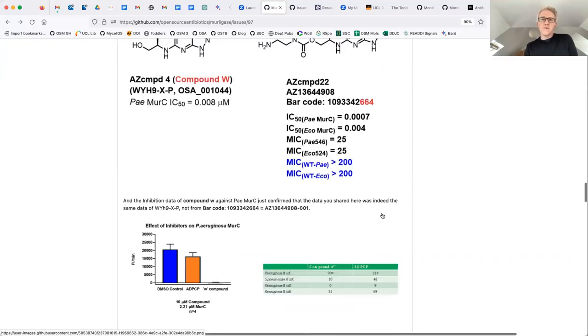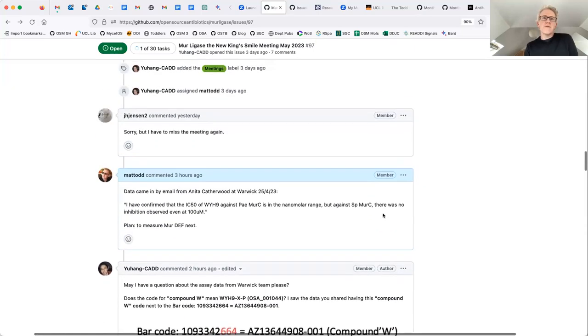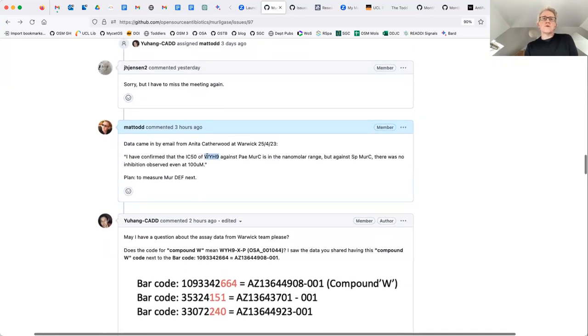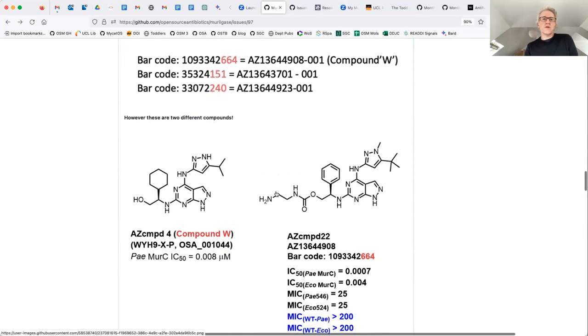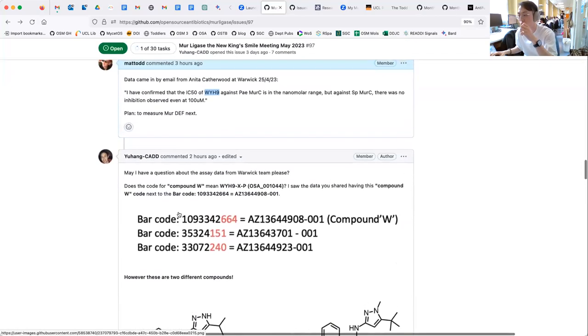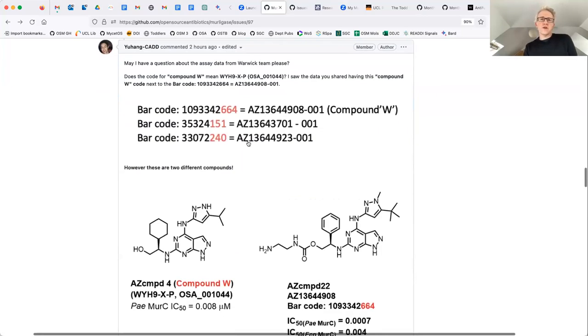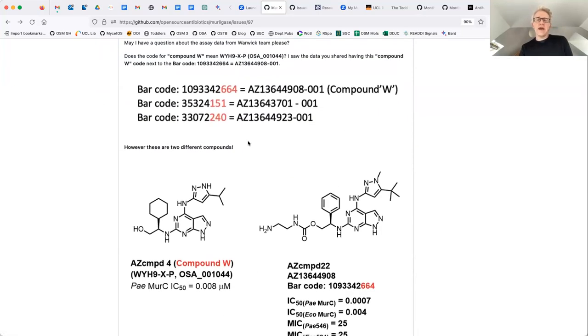And I think some data has been coming in. I pasted some that came in through email, which was this compound, but this was WYH9, which is, I think, this compound again. This was sent as a control compound. Right. Okay. And so the question was whether or not these compounds of Yuhang's, the amine derivatives, inhibit the enzyme. Does anybody want to update us if we have data in that area?